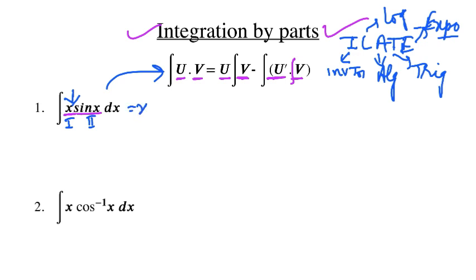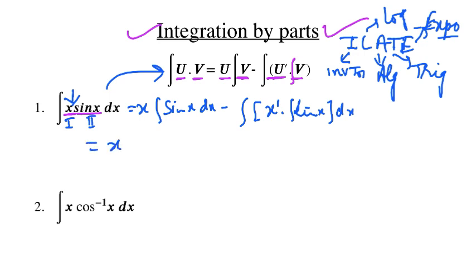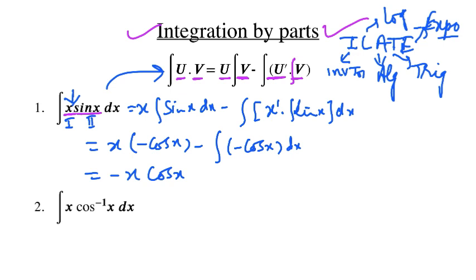So it is the first function, which is x, into the integral of the second, sin x dx, minus integration of the product of the derivative of the first into the integration of the second function. dx will be written outside. So that will give you x into the integral of sin x, which is minus cos x, minus integration of the derivative of x, which is 1, and its integral is minus cos x dx. We are then just one step away from our answer. x cos x minus into minus becomes plus, and the integral of cos x is sin x plus c. That is the answer. Now the next one is x into cos inverse of x.